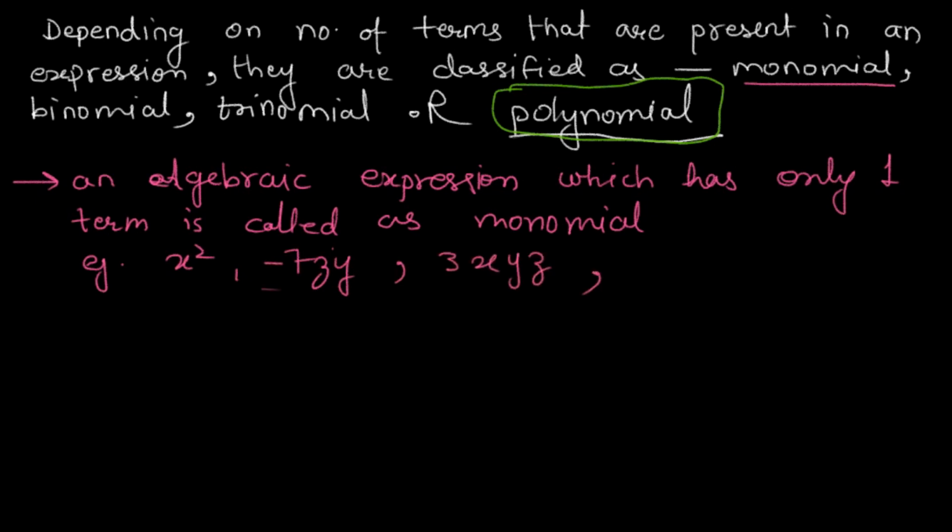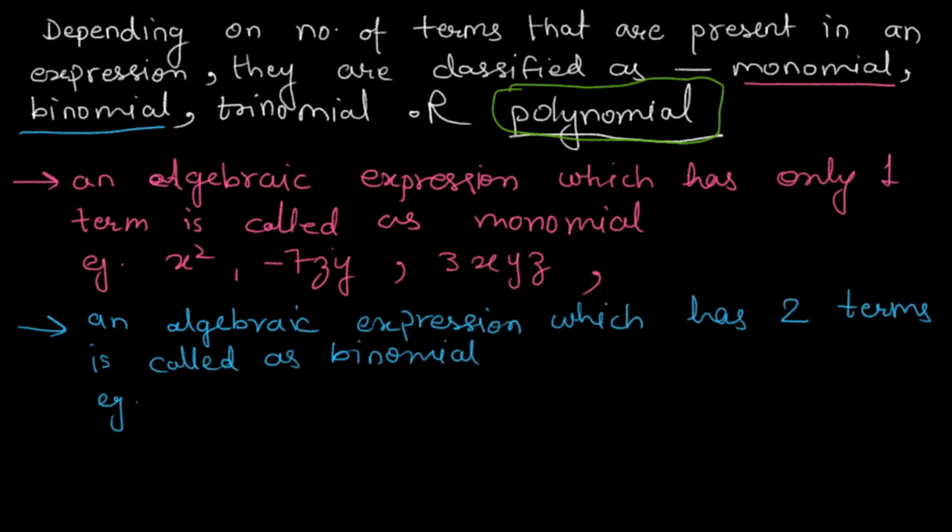3xyz, it can have as many variables as you can add. But let's not take any complicated expressions here. We'll just have simple expressions. But the concept is that if an expression has only one term in it, then it is called a monomial. Next is binomial. I think you must have guessed it right: a binomial is an algebraic expression where you find only two terms. So an expression containing two terms is called a binomial expression.